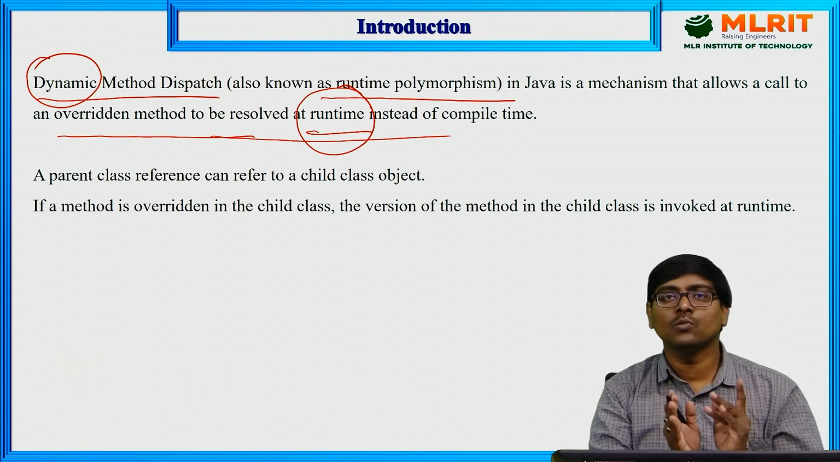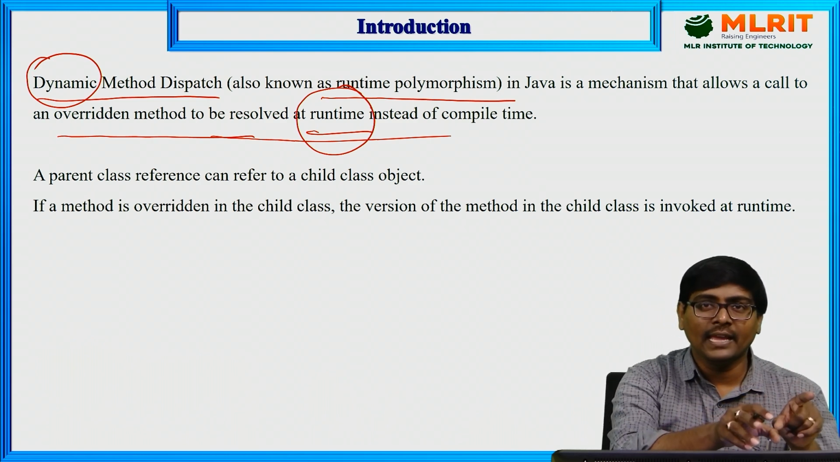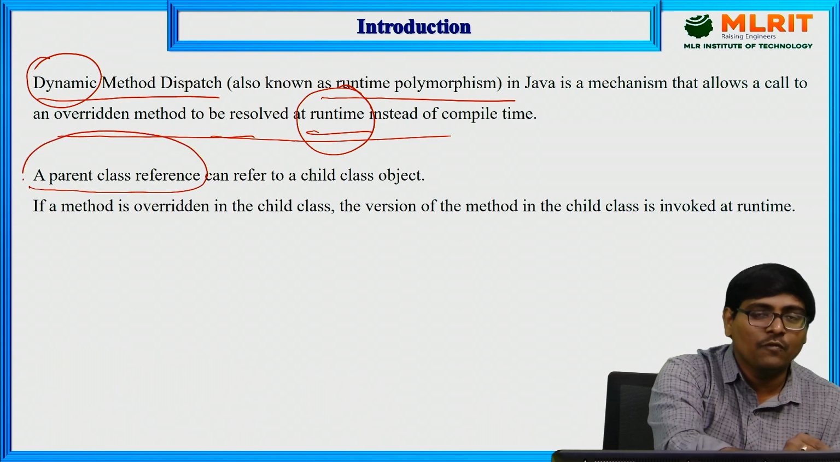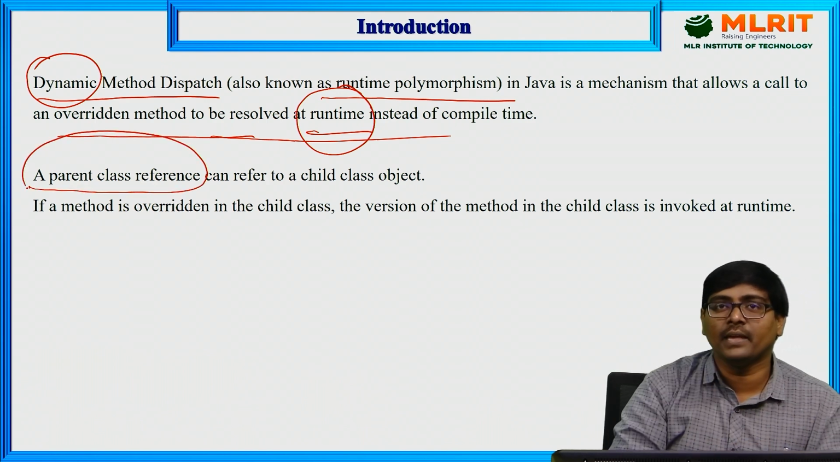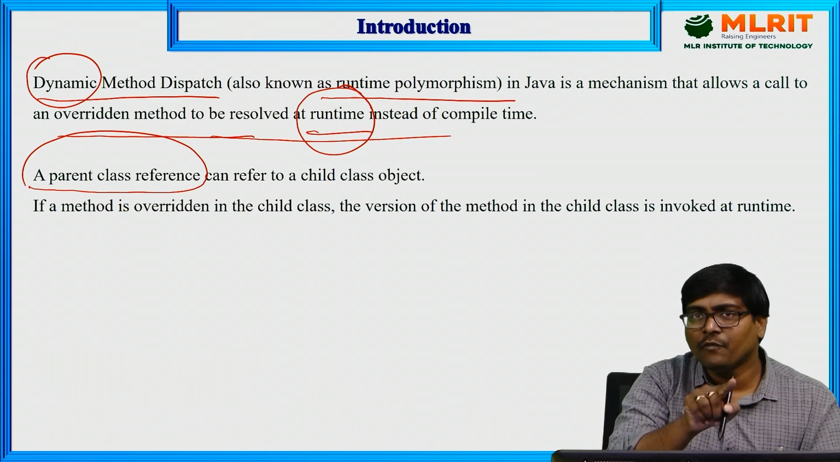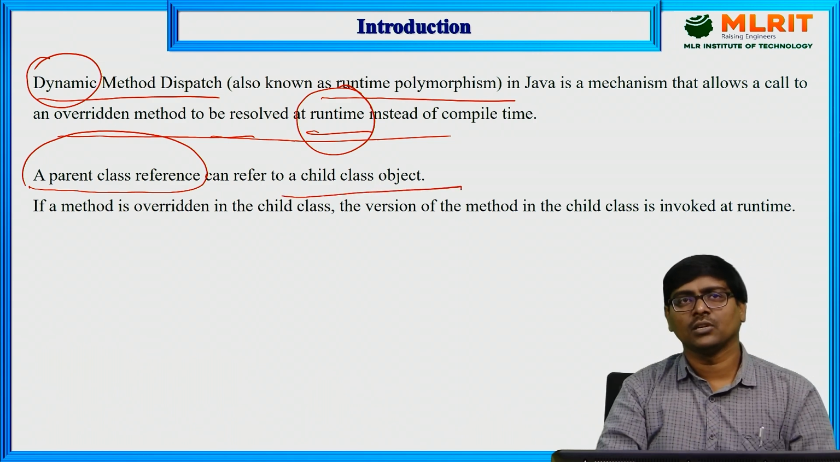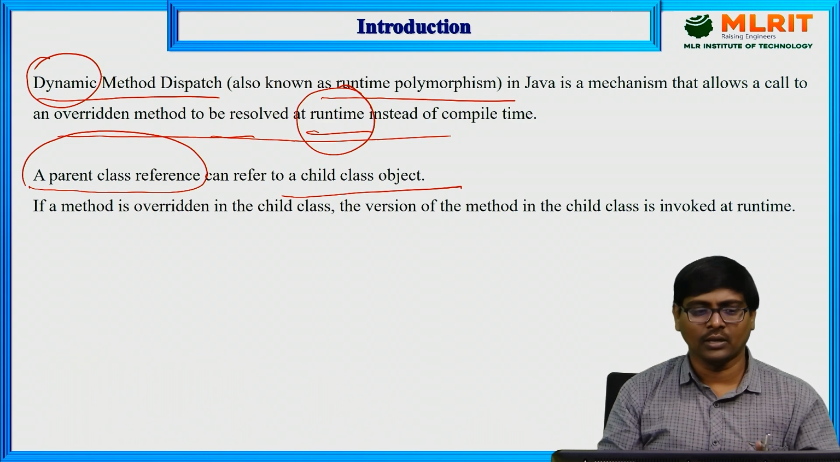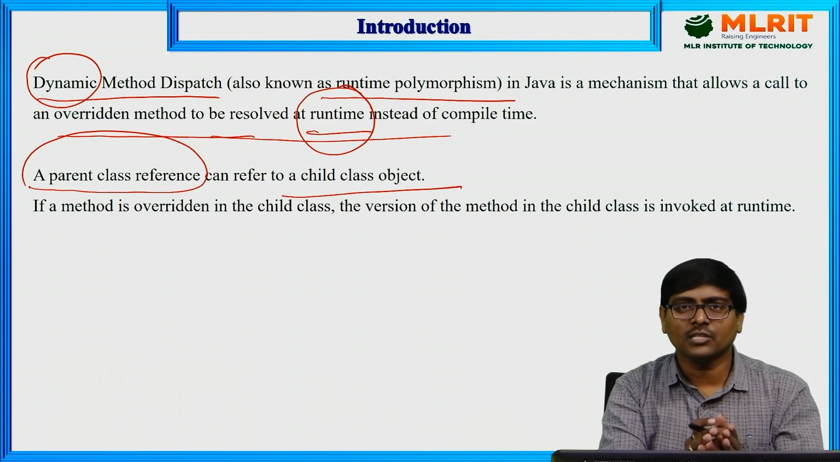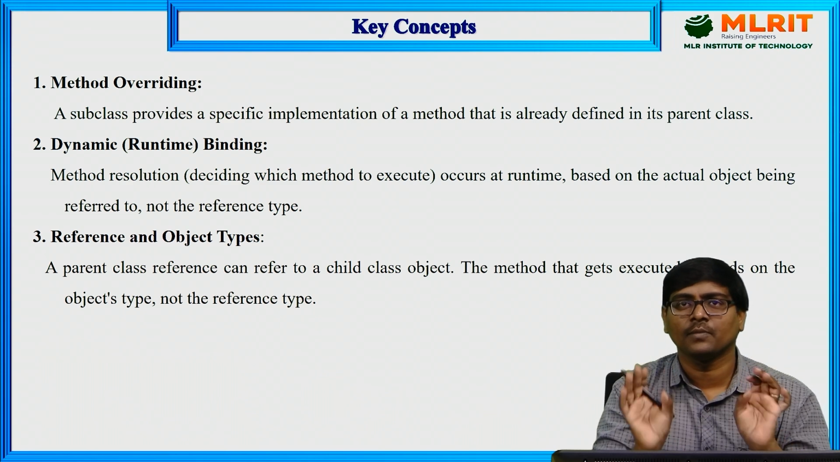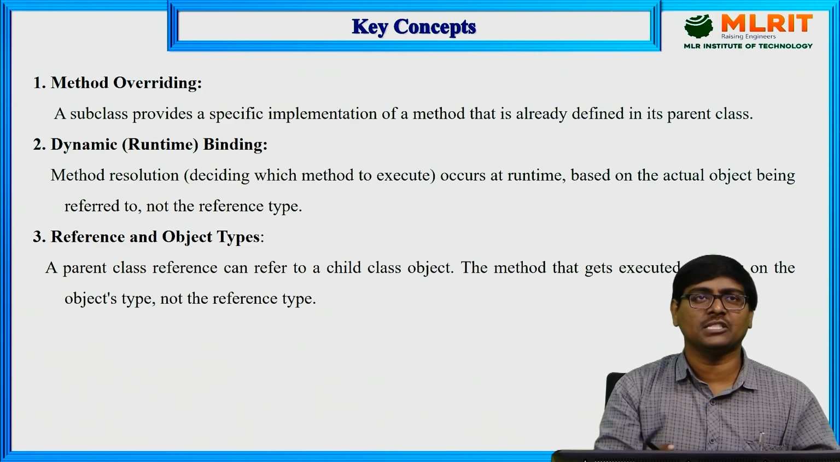Here, what happened? In dynamic method dispatch, you are creating a reference variable for the parent class. That reference variable refers to the child class object. What is the meaning of this? Before understanding this, first you need to know the key concepts of dynamic method dispatch.